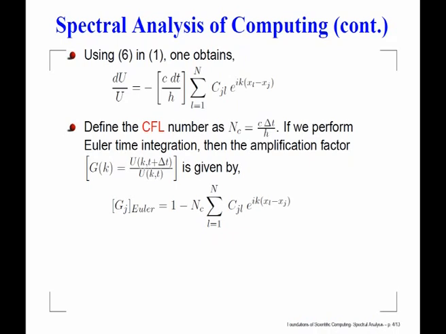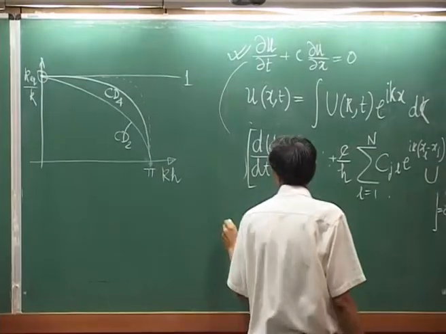Now, having defined the variable in terms of its Fourier Laplace transform like this, we can define what we will call an amplification factor.